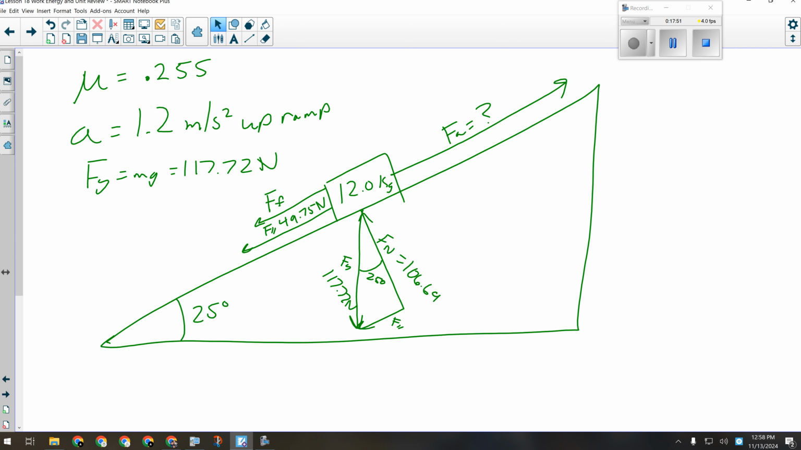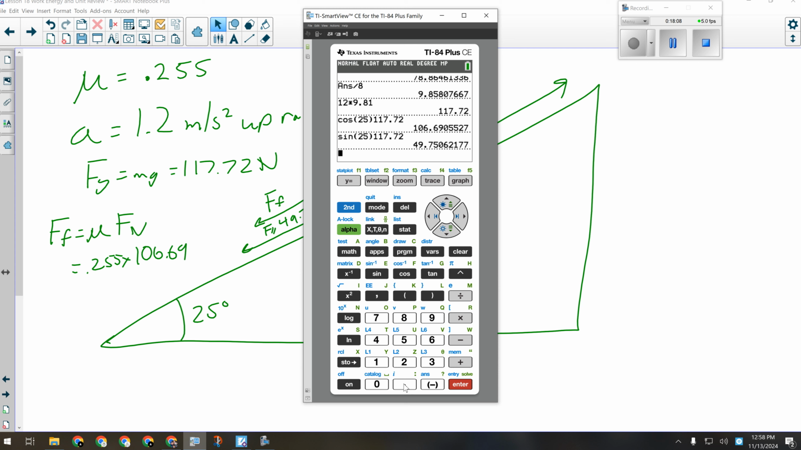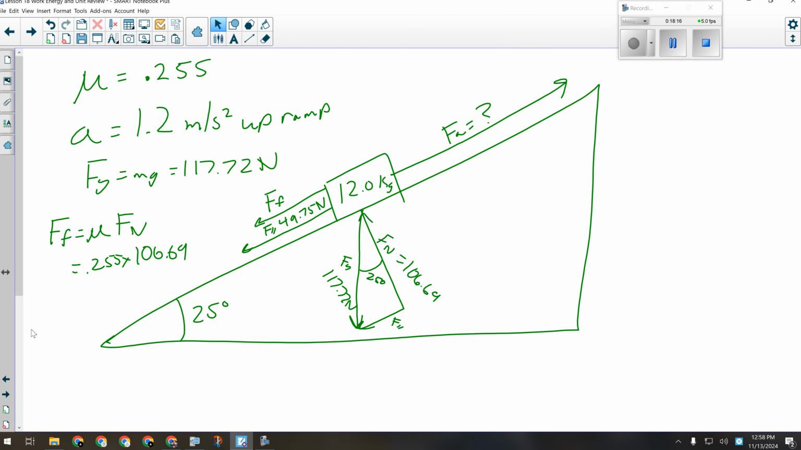So I've got one of those two forces. Now I can calculate the force of friction because I have mu and I have the normal force. I'll simply put those together, 0.255 times 106.69. So friction is 27.2 newtons.